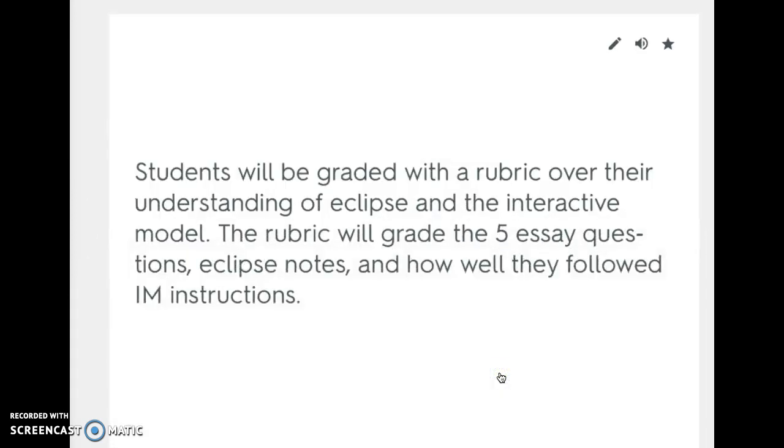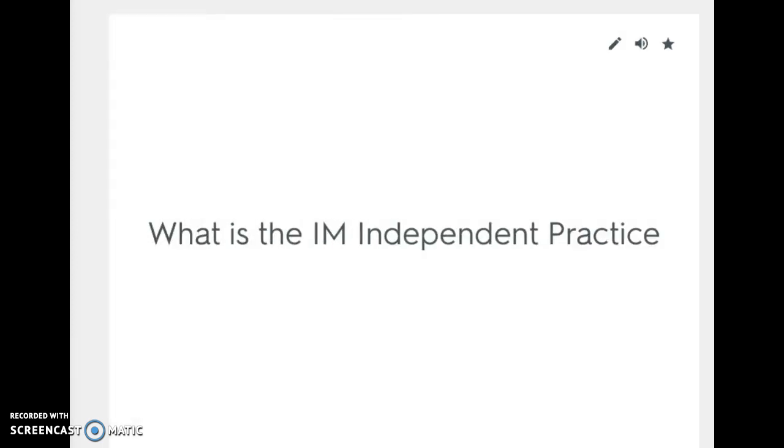Evaluation. The students will be graded over a rubric of their understanding of eclipses and the interactive module. The rubric will be graded over the 5 essay questions, the notes they took, and how well they follow the instructions. So how well they grasp the homepage, and how well each page has very thorough instructions of what they're supposed to do for this page. The homepage has very thorough instructions of what is asked for, and it's how well they really followed these instructions that will be graded on the rubric.